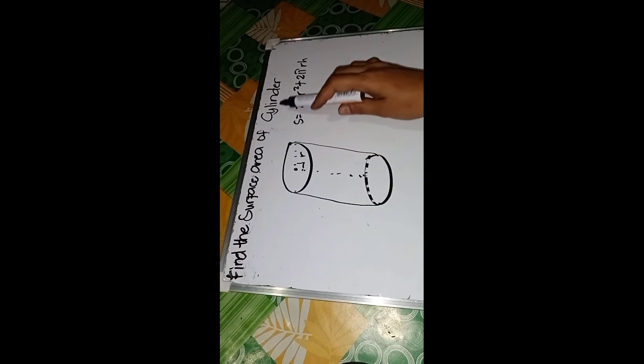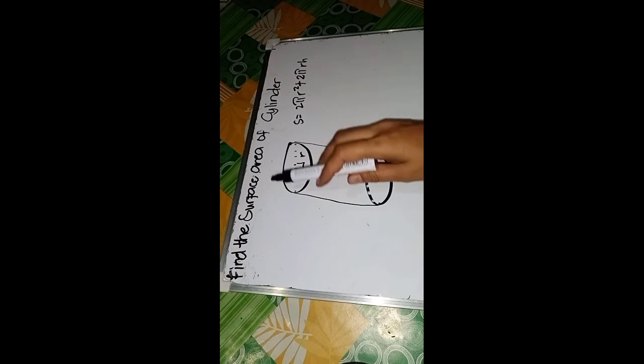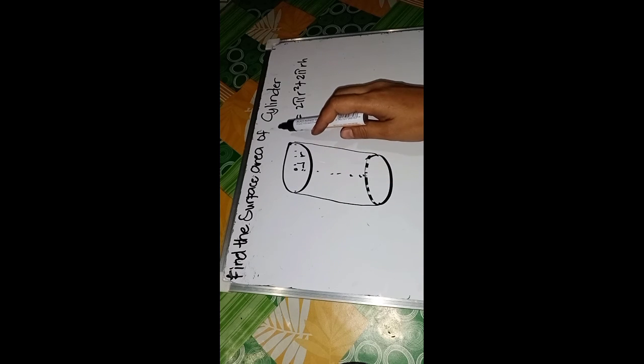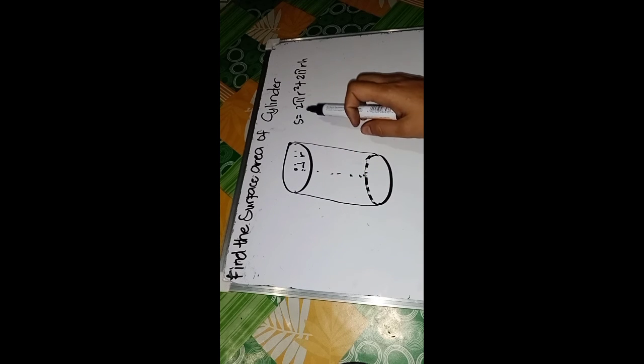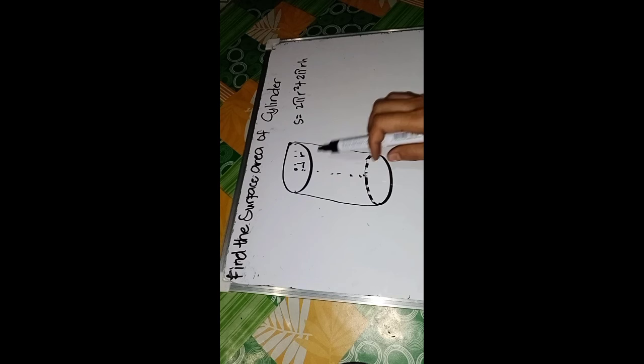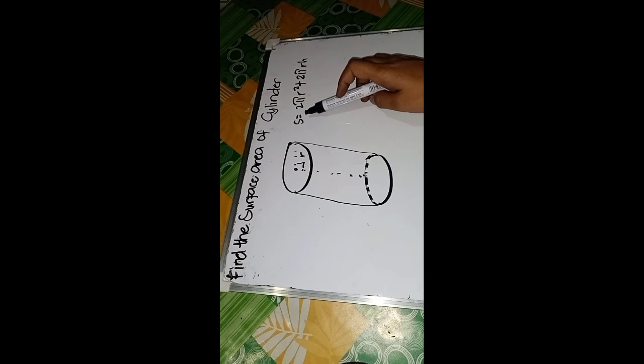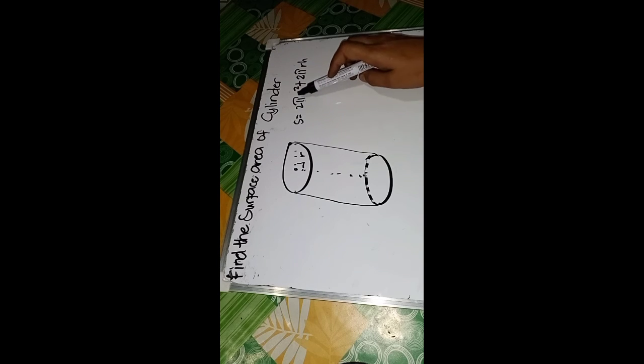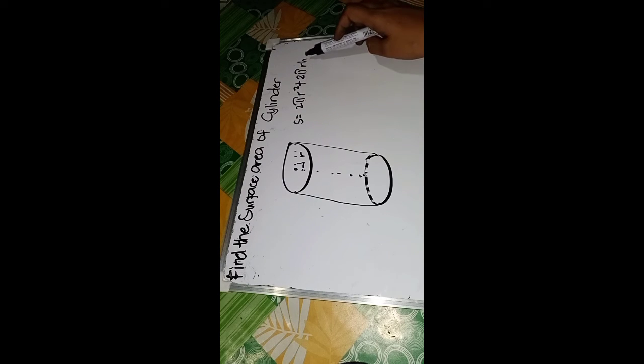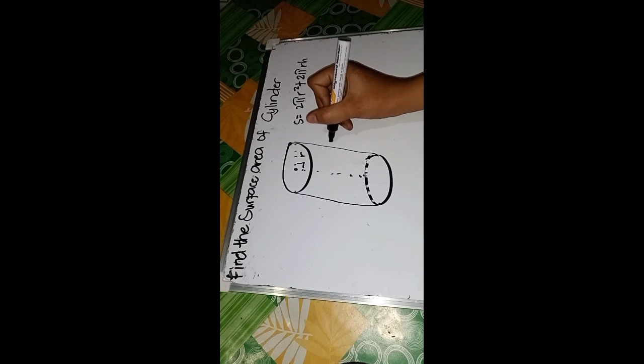Find the surface area of a cylinder. The formula for the surface area of a cylinder is used to find the surface area occupied by the circular bases of the cylinder and the curved surface of the cylinder. This is the radius. So our formula for the surface area of the cylinder is 2 pi radius squared plus 2 pi radius times height. This is the height.